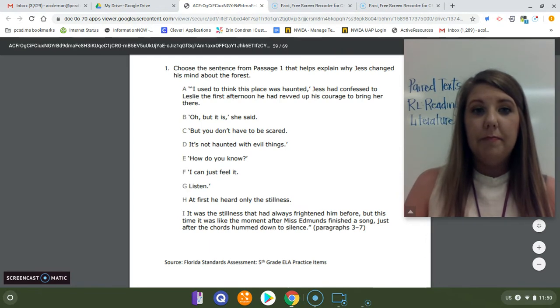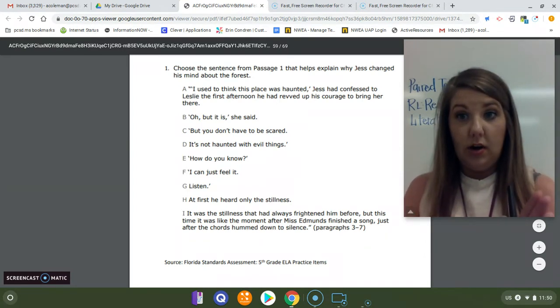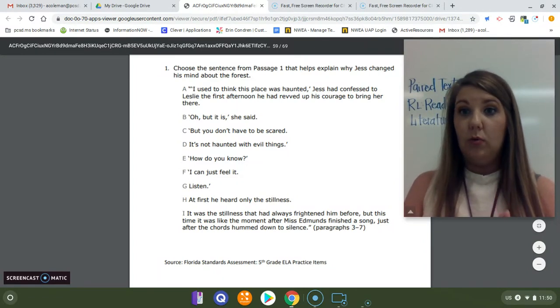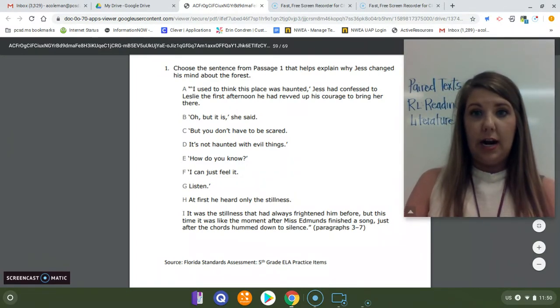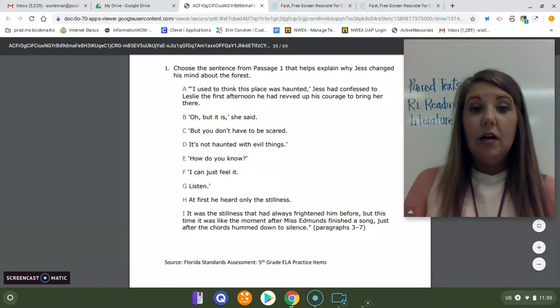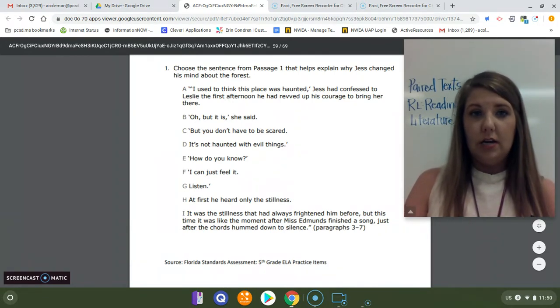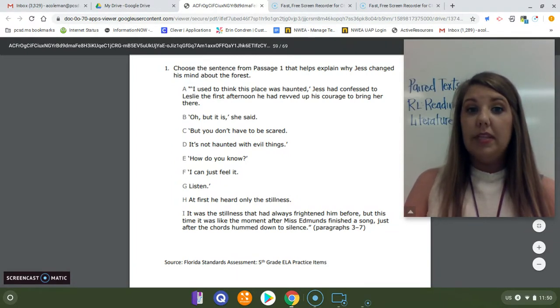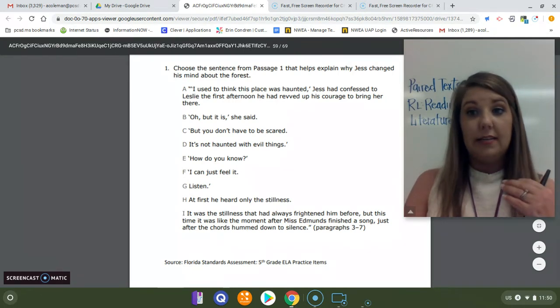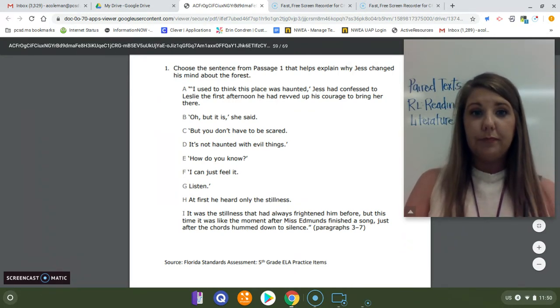Let's look at B. Oh, but it is, she said. So that's Leslie talking. We're not wanting to know how Leslie felt. We're wanting to know how Jess felt. So that can't be our answer. C. But you don't have to be scared. Again, that's Leslie talking. It cannot be our answer. D. It's not haunted with evil things. That's Leslie still talking. She's talking to Jess, but it doesn't show how Jess feels.